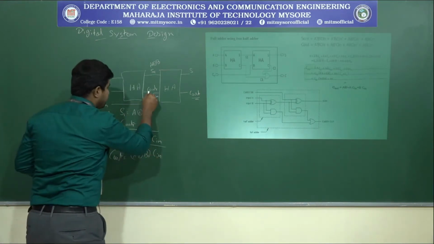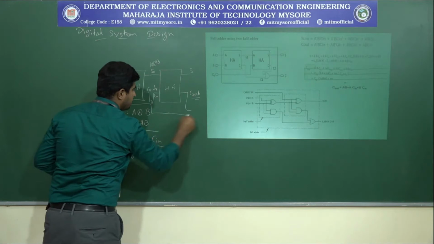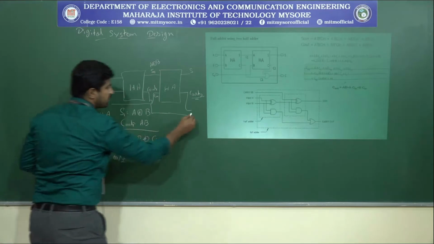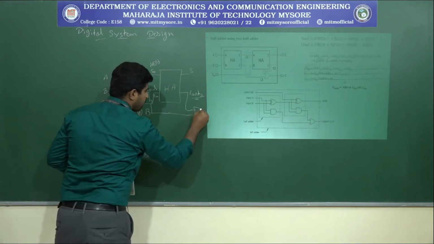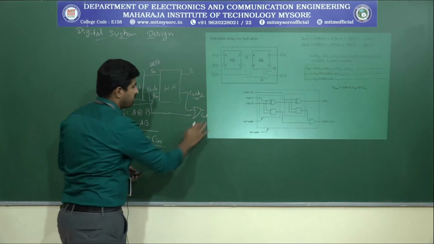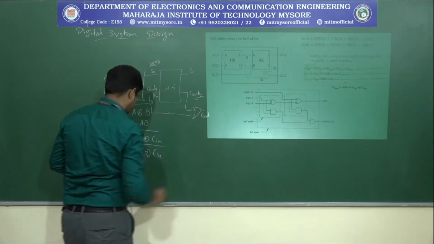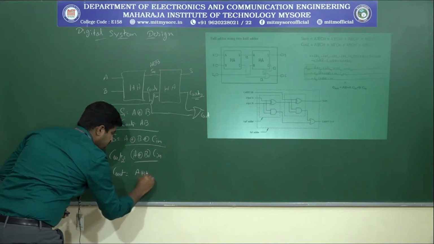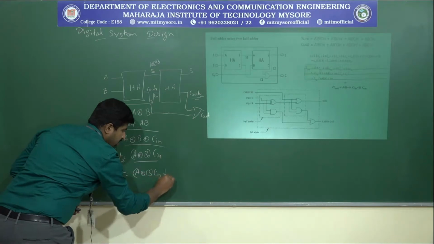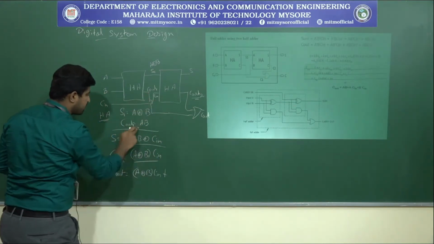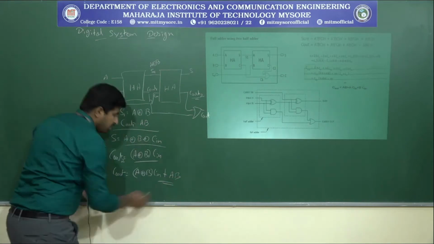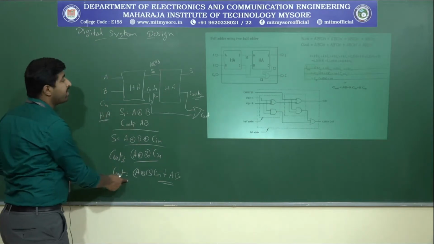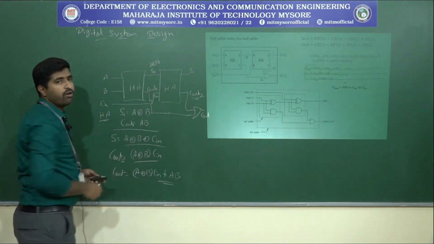This one is indicated as C out 2. These two ORed together give the C out. So C out equals this term OR with C out 1. What is C out 1? AB. So this is the equation we have got here. This is how we implement a full adder using two half adders.